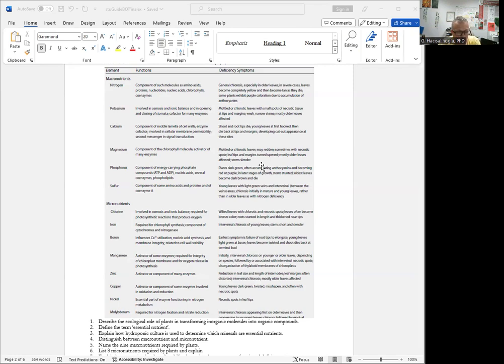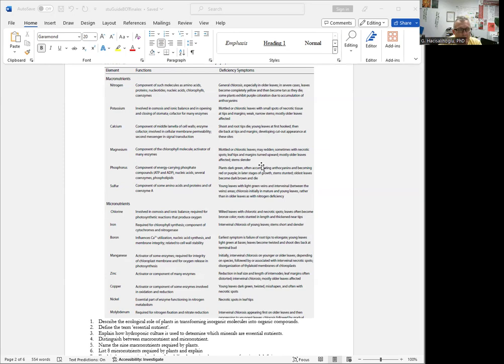Which ones show deficiency at the top? Iron, boron, calcium. Which ones show it at the lower parts? Nitrogen, phosphorus, potassium, zinc, manganese, and the rest of them basically. So for iron, boron, and calcium, always look at the top of the plant for their deficiencies.